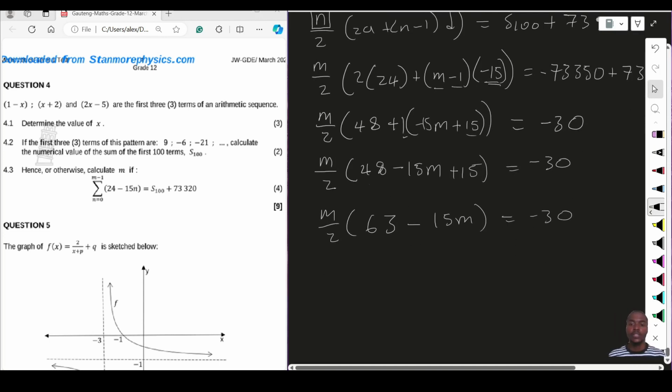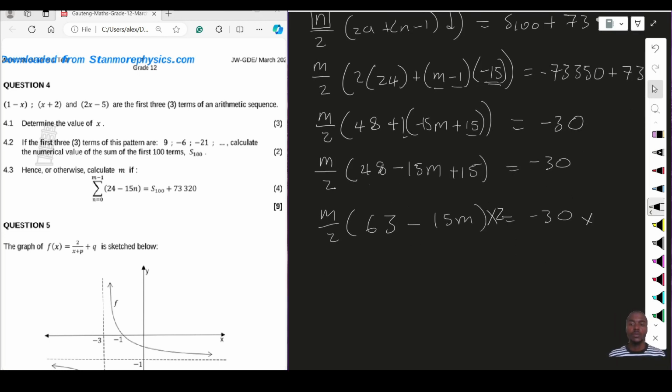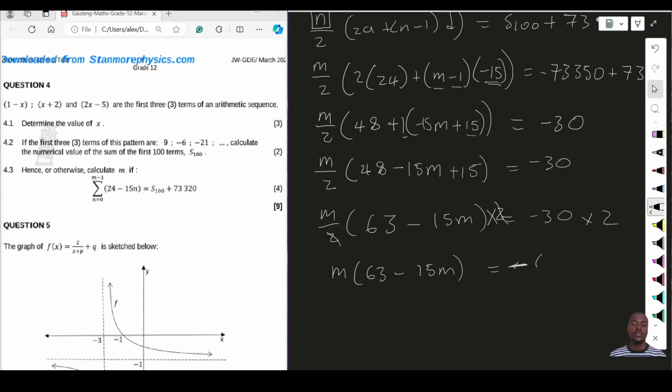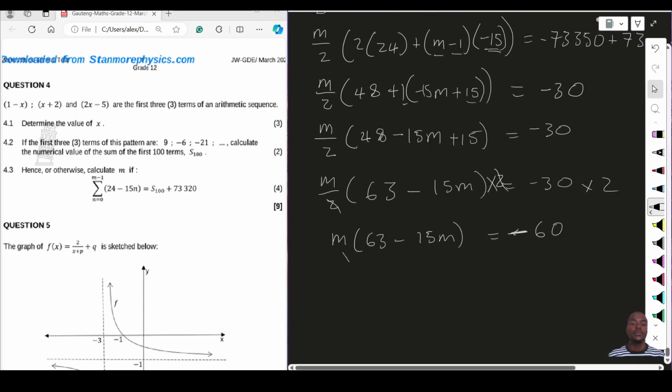From there, I can just multiply both sides by 2. So what do I get by doing that? This 2 and this 2 will cancel. Then I'm left with m(63 minus 15m) equals minus 60. From there, I distribute the m there.